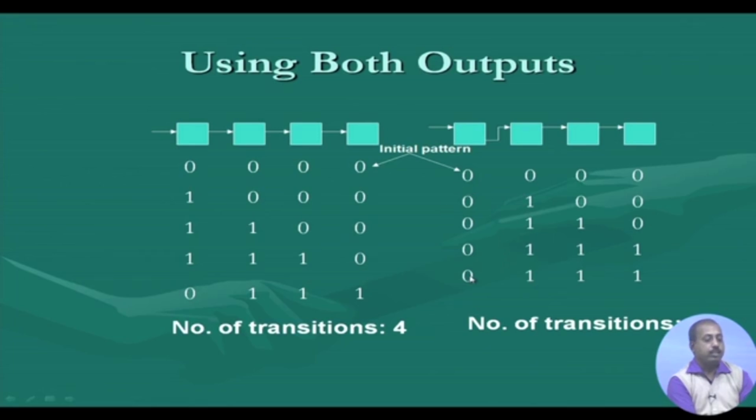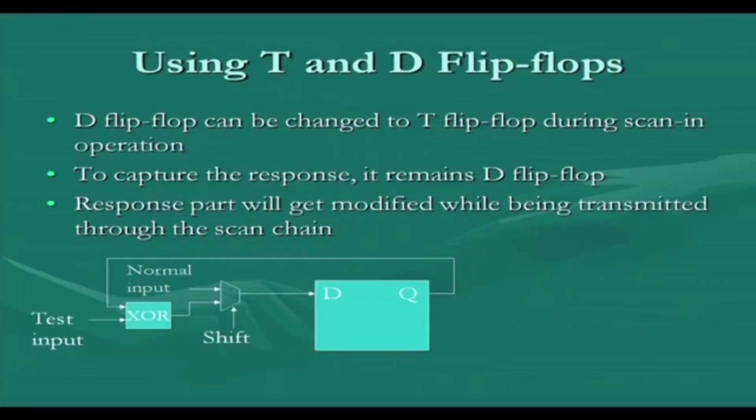The first cell does not see any transition, this cell sees 1 transition, 1 transition and 1 transition, total 3 transitions can be obtained. So, this way by modifying some of the flip flops from Q to Q bar connection, we can go for scan transition reduction. So, this may be one possibility of reducing the scan transition.